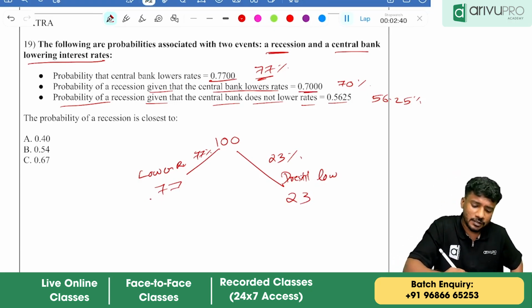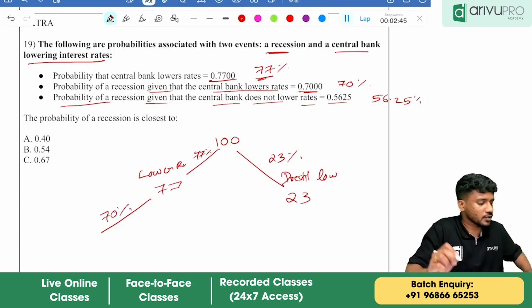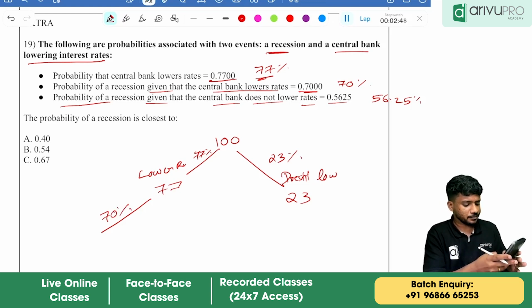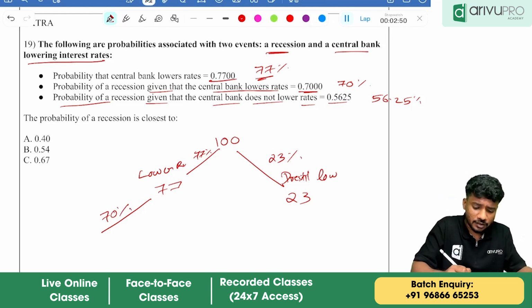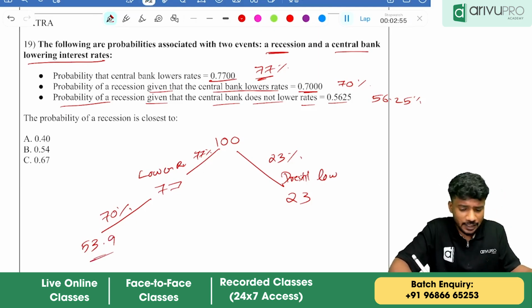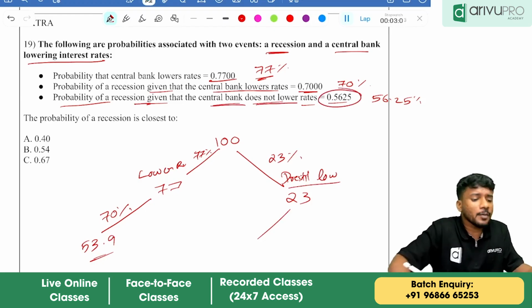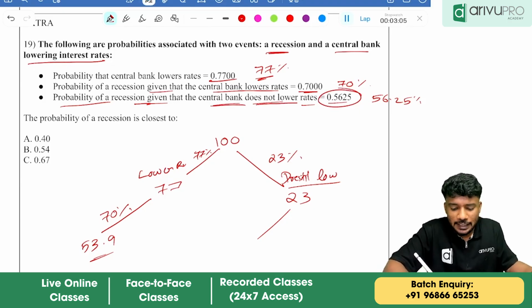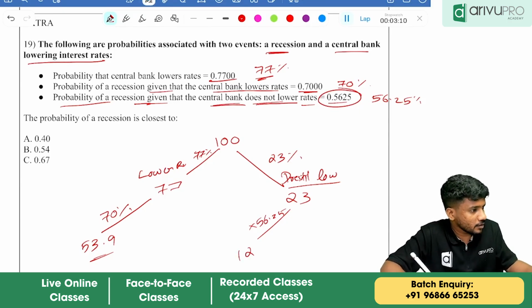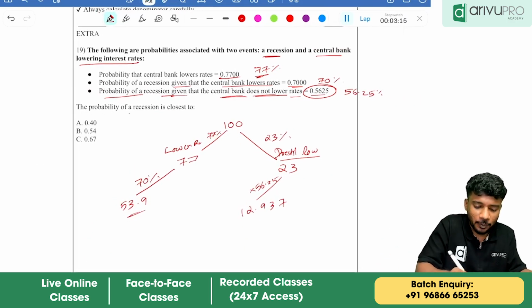Correct? That means recession. Okay, we are going for a recession, 70%. So 70% of 77 is how much? Yes, we are getting 0.539, right? 539 something you are getting. Then similarly, we are going for doesn't lower. Probability of recession given that central bank does not lower is 0.56. That means what? Into 56.25. How much is it? 12.937.